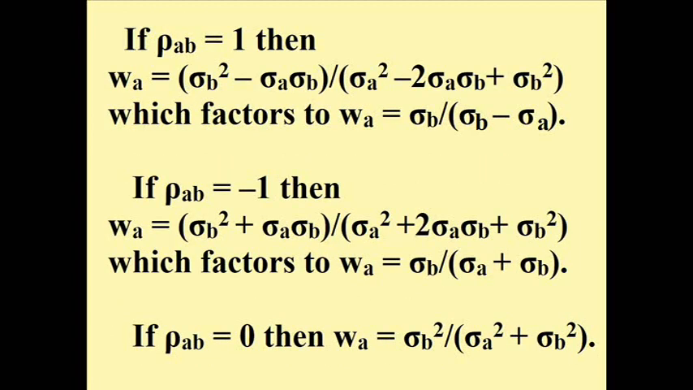So if the correlation is +1, then you factor everything out and you get the other standard deviation over the difference in the standard deviations. If it's a perfectly negative correlation, then you factor it out. You get the other standard deviation over the sum of the standard deviations. And if it's a 0 correlation, you take the other variance over the sum of the variances.